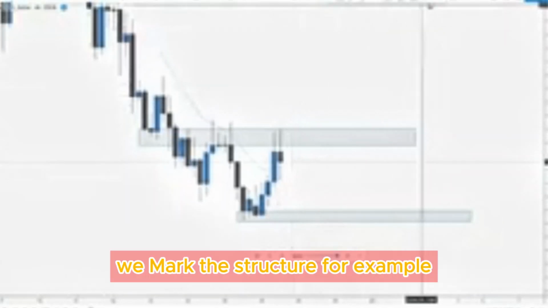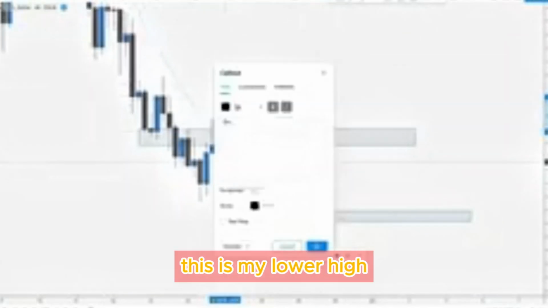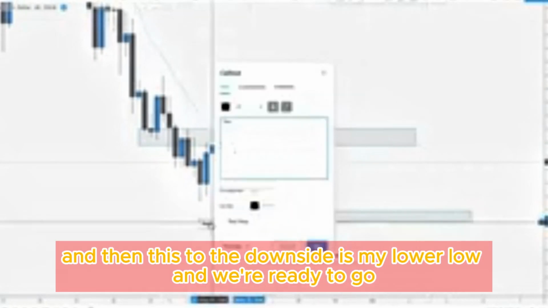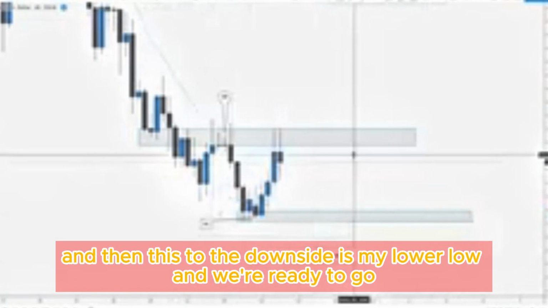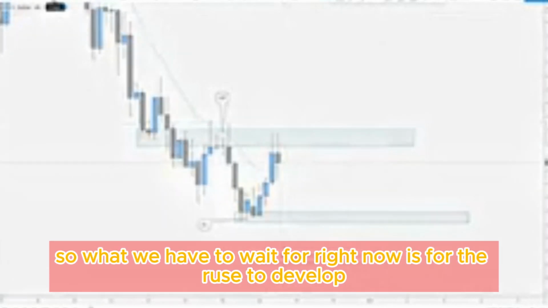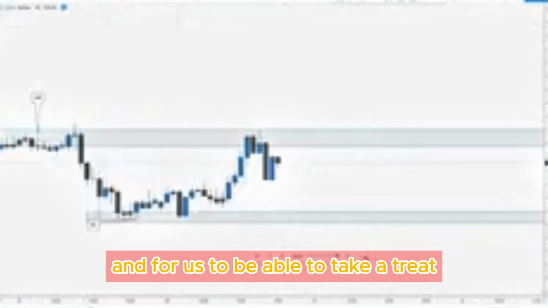We mark the structure. For example, this is my lower high, and then this to the downside is my lower low, and we're ready to go. This is it. So what we have to wait for right now is for the rules to develop and for us to be able to take a trade.